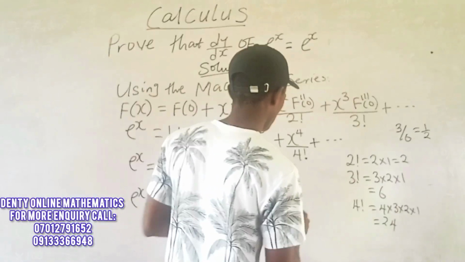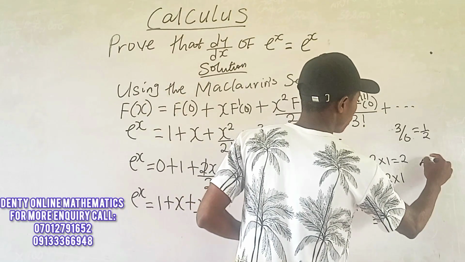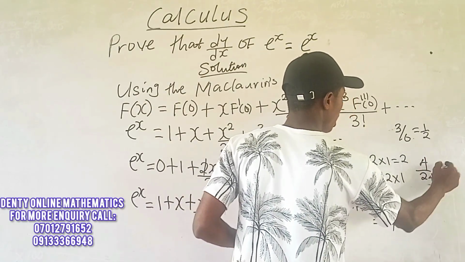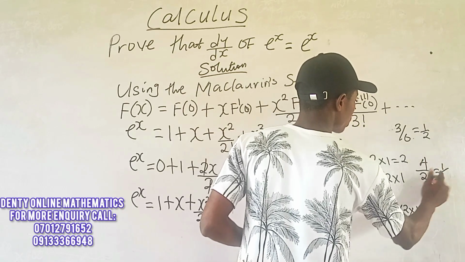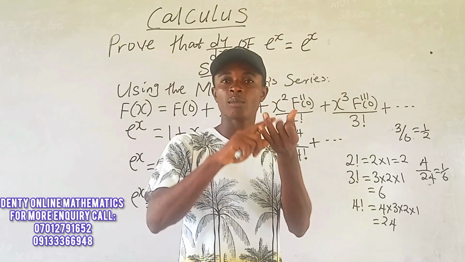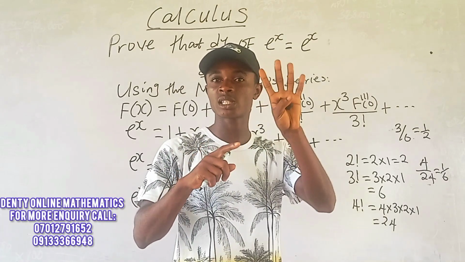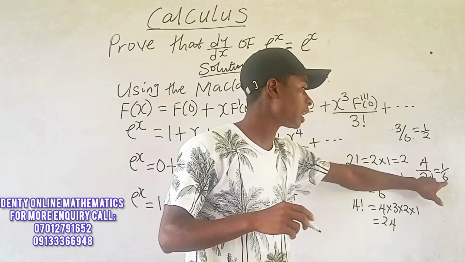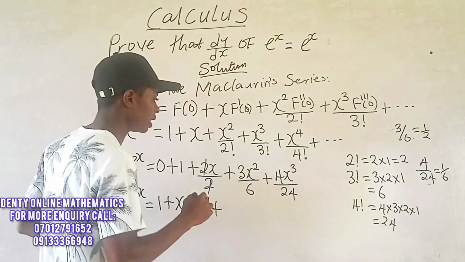Now let's look at what we have here. 4 divided by 24. 4 will go into 24 6 times. You get it? Because 4 plus 4 will give us 8, plus 4 will give us 12, plus 4 will give us 16, plus 4 will give us 20, and plus 4 will give us 24. So it means 4 will go into 24 how many times? 6 times.